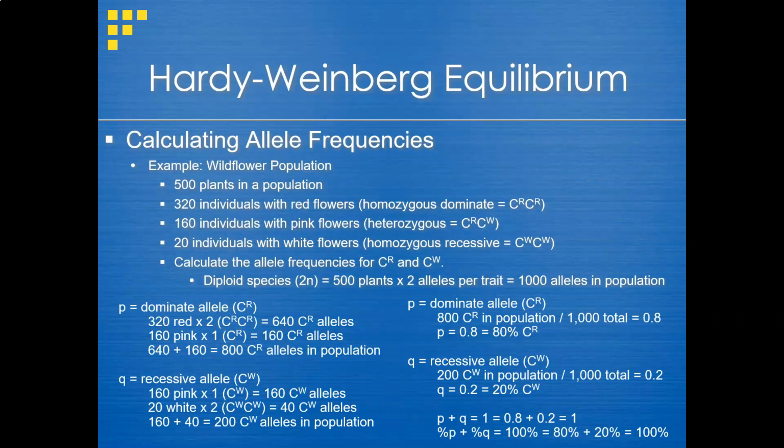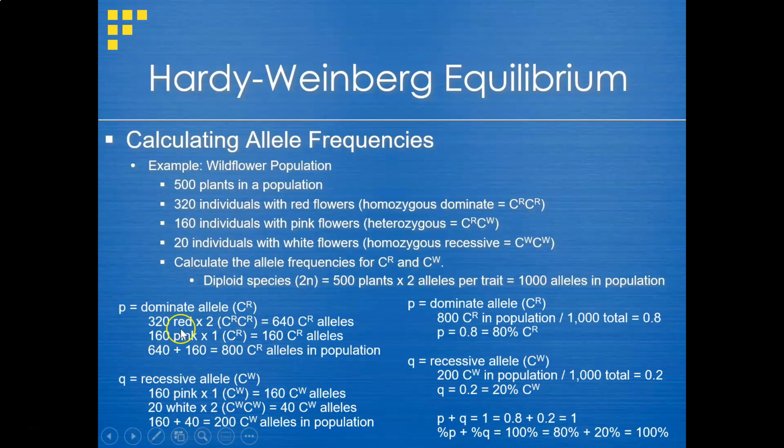So let's look at this with a real example. So here I have a wildflower population. I have 500 plants in the population. 320 individuals are red. So let's go back to that red, pink, white example that I showed you on a couple of slides before this. So if they're red, that means that I know that they're homozygous dominant based on that phenotype. So that means that the 320 individuals have to be contributing 2 copies of the allele. So that's where this is coming from right here.